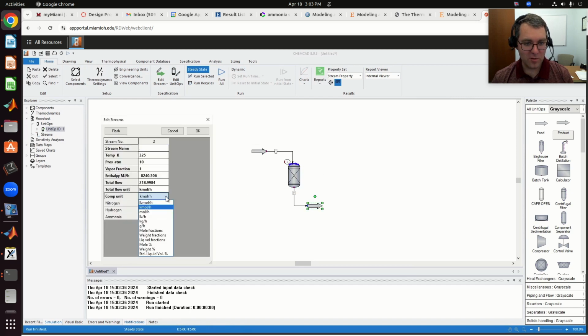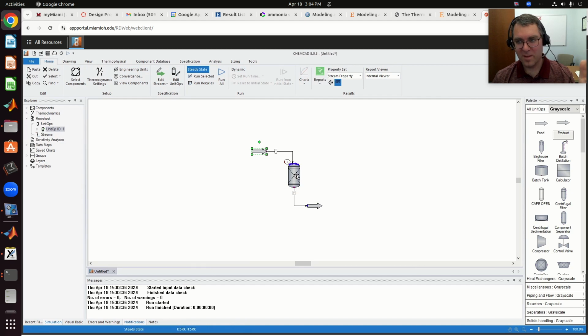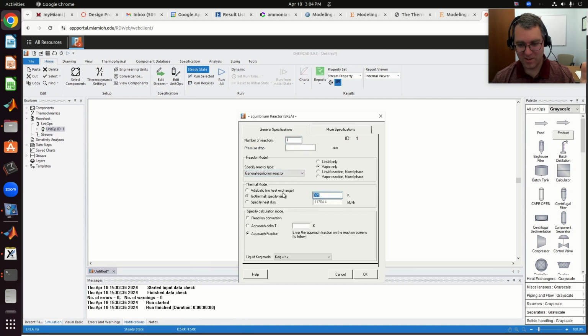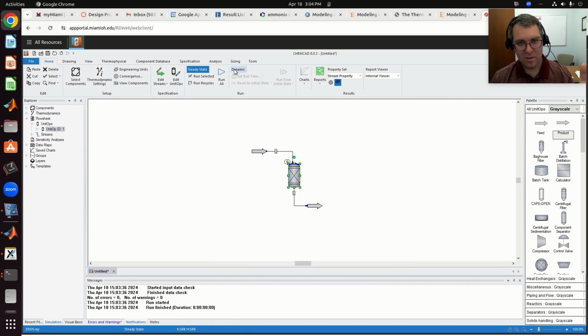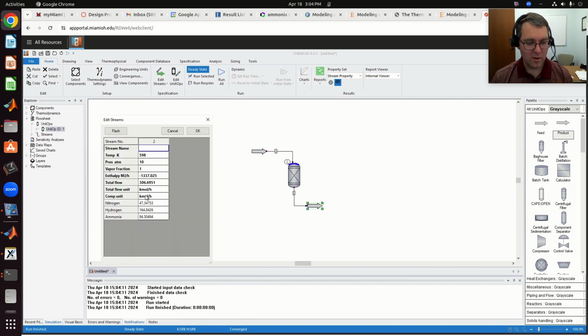If I look at my product stream, mole fracs. Yeah, mole fracs are fine. So it's like 83% ammonia. Cool. And that's at my 325 degrees or 300. My temperature's off. So this is 598. We're going to get this. So we said isothermally at 598. So running at 598, looking at my products, here's my distribution. Let me convert this to mole fracs.